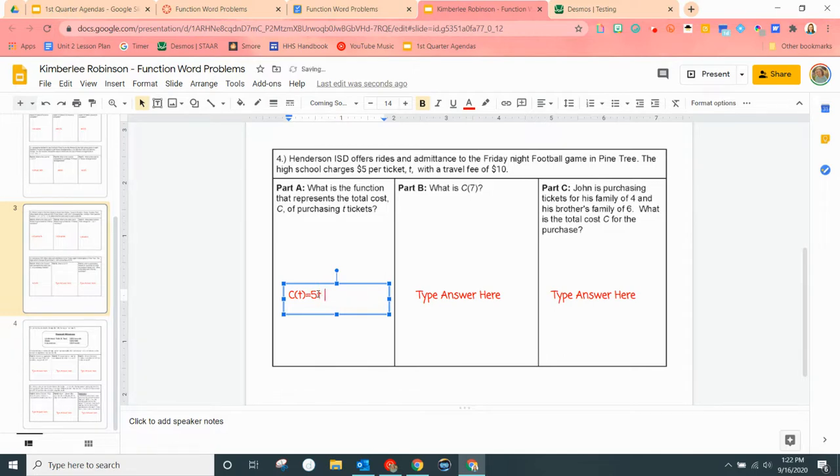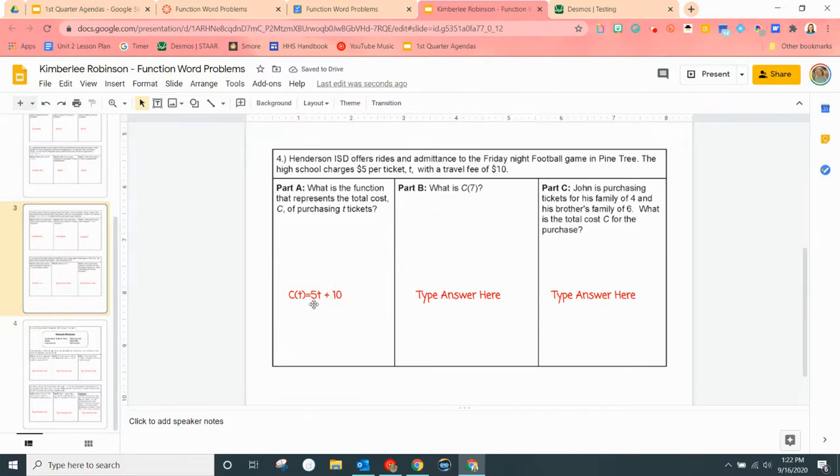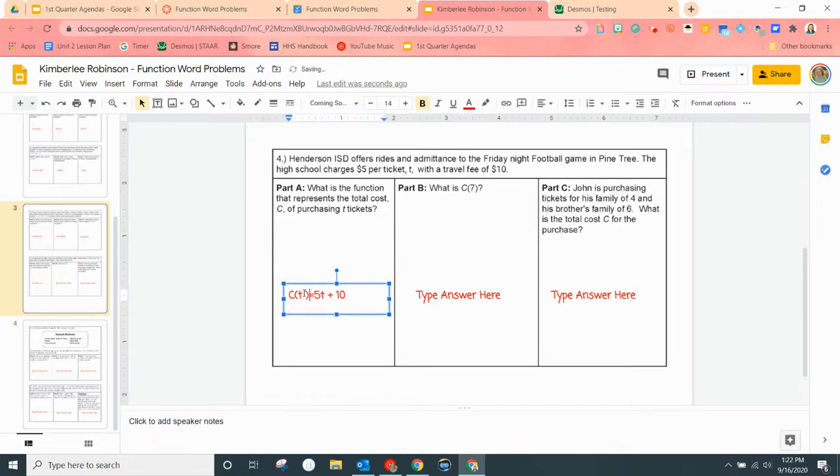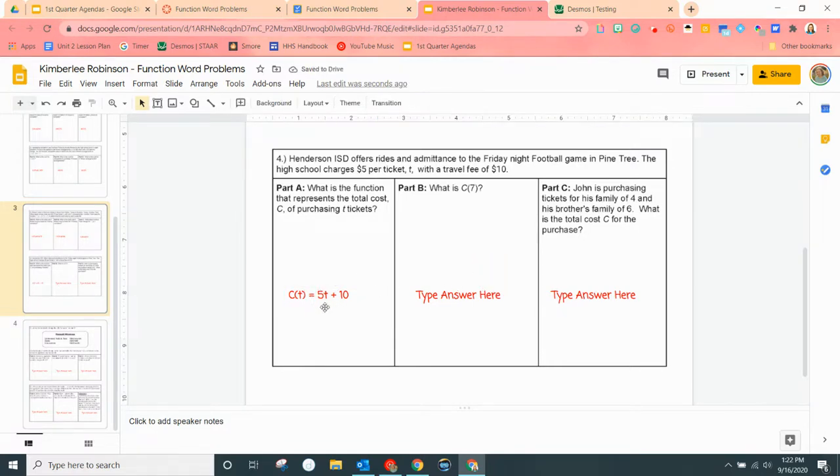But remember, we have to add on, and I don't really like using T's because they look like plus signs. So just keep those straight. Those are T's. We have to add on this fee. Aren't they charging us a fee that we have to pay no matter what? You always have to add on your fee. Don't forget about that. So 5T plus, let me put some spaces in here so this is easier to see. 5T plus 10. So there's our function. We just wrote it, right? And we've written these equations before, so you should remember how to do that.